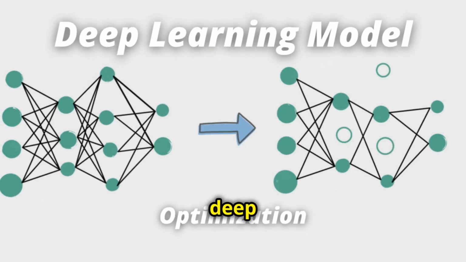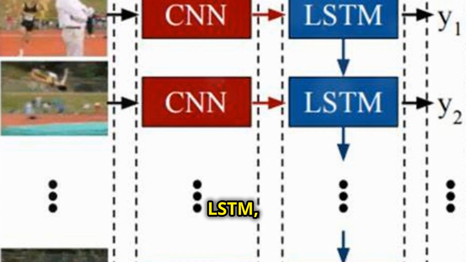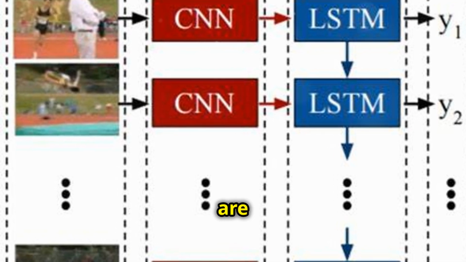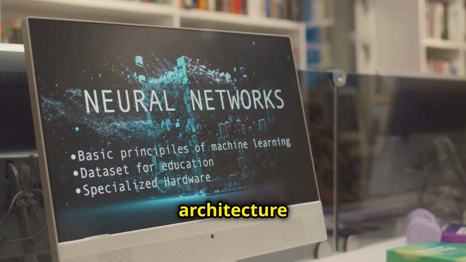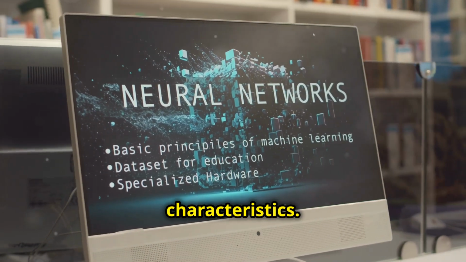Now it's time to choose a deep learning model. Options like LSTM, CNN, or transformers are on the table. We design the architecture based on our data's unique characteristics.